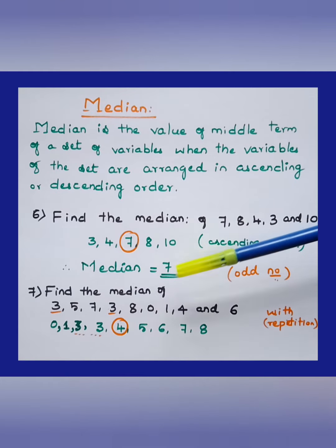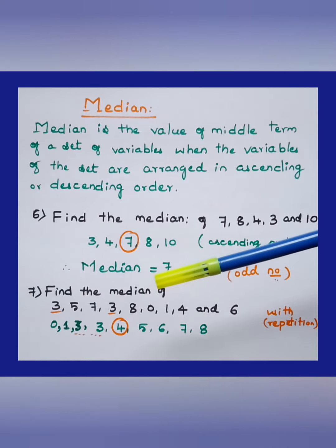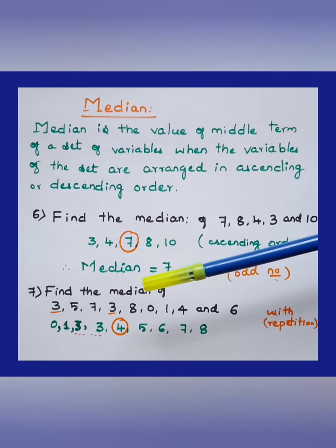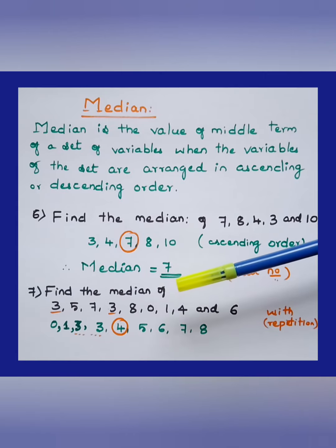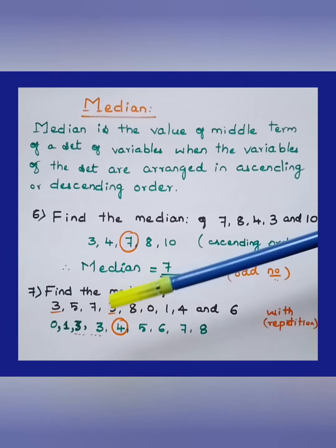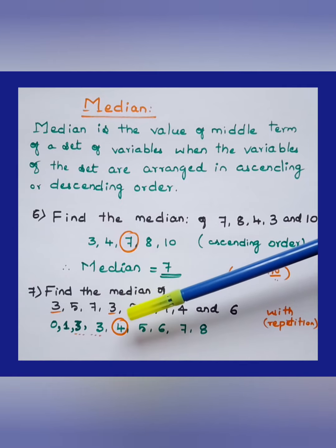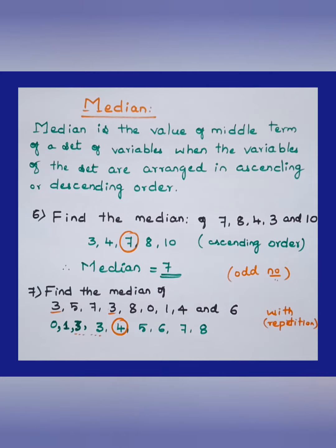Next, another type. Find the median of 3, 5, 7, 3, 8, 0, 1, 4 and 6. Here you can identify that the numbers are repeated, and we arrange them in ascending order: 0, 1, 3, one more 3, next comes 4, then 5, then 6, 7, 8. Check the number of elements given in the question against what you have written down. Then you can strike out 1, 2, 3 elements, then 1, 2, 3, and one more 4 on that side. So which is the middle number? The middle number is 4. Therefore the median of the given elements is 4.